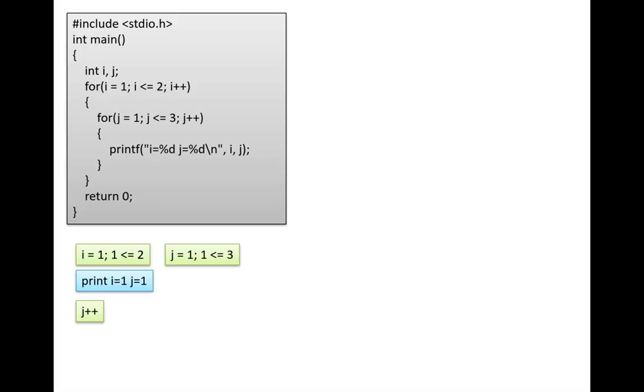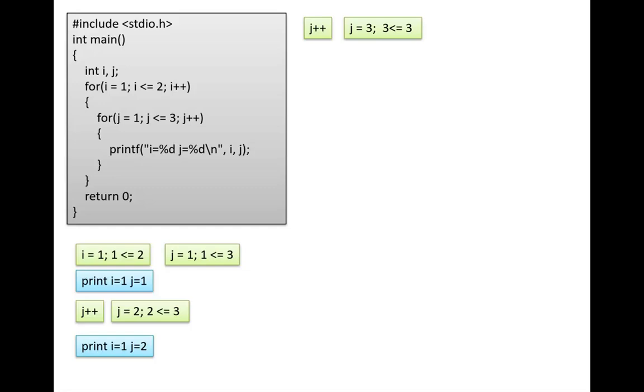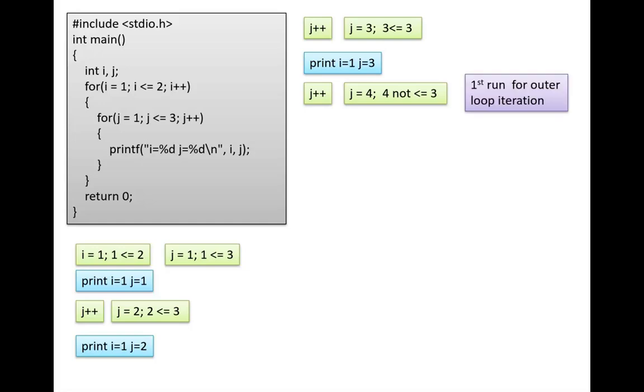j gets incremented by 1, j equal to 2, 2 is still less than or equal to 3, so print the value of i and j. j gets incremented by 1, so j becomes 3. 3 is less than or equal to 3, yes, so print the value of i and j. j gets again incremented by 1, j becomes 4. 4 is not less than or equal to 3, so the first run of the outer loop iteration is done, and after this, i gets incremented by 1.